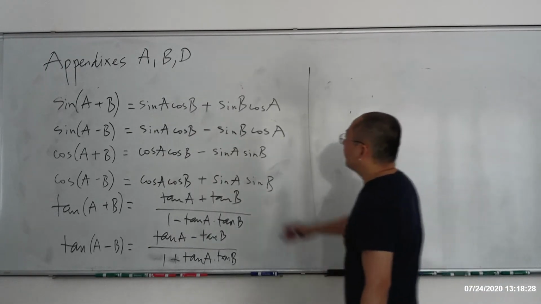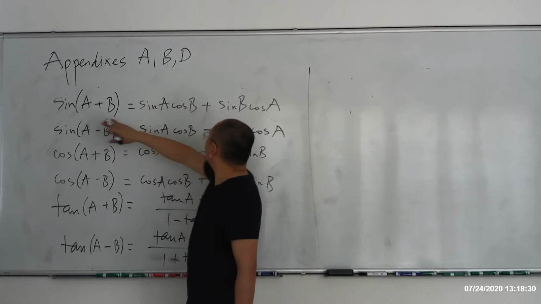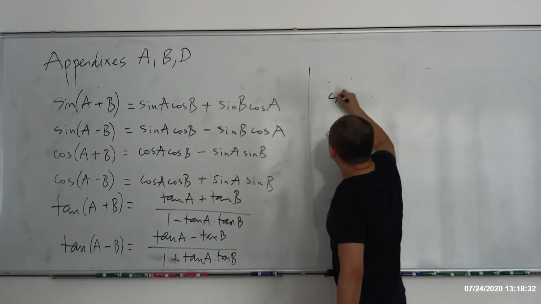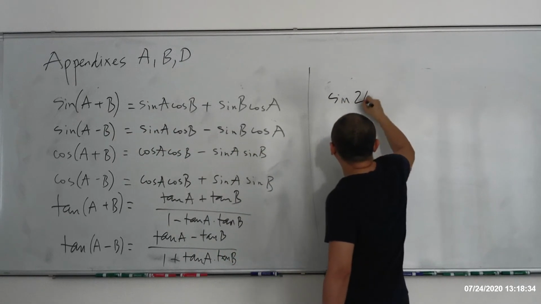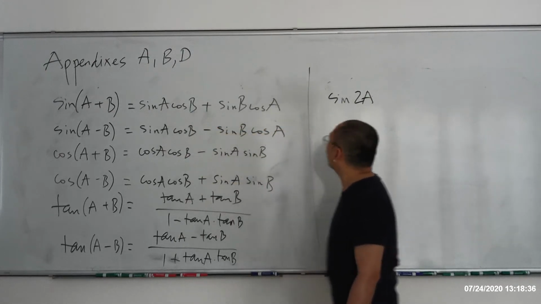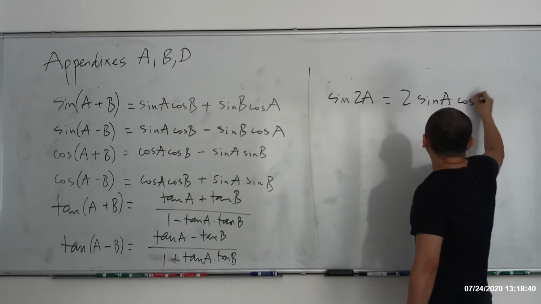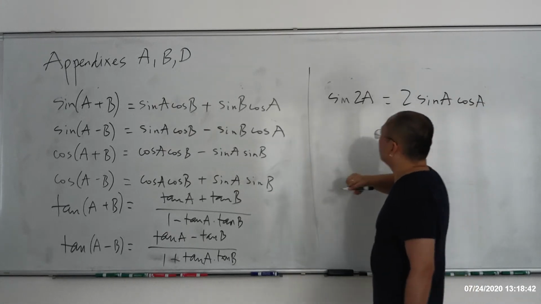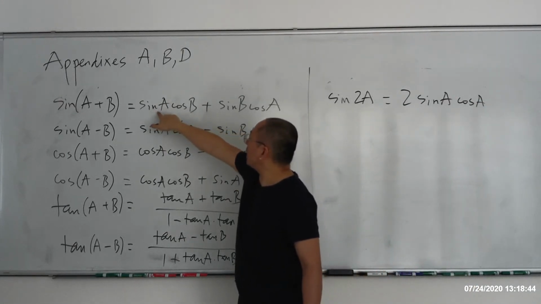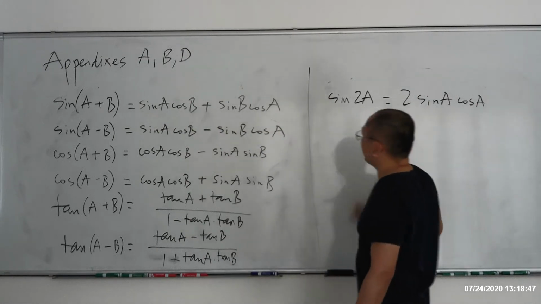Now, what if A and B are the same number? In other words, you want to calculate sine of 2A. Think of it as sine of A plus A. It's going to be 2 times sine A cosine A, because A and B are the same, so sine A cosine A, sine A cosine A, so 2 times.